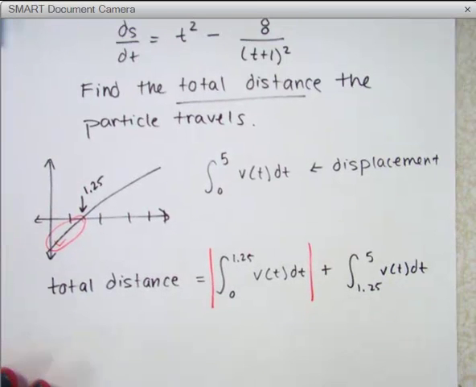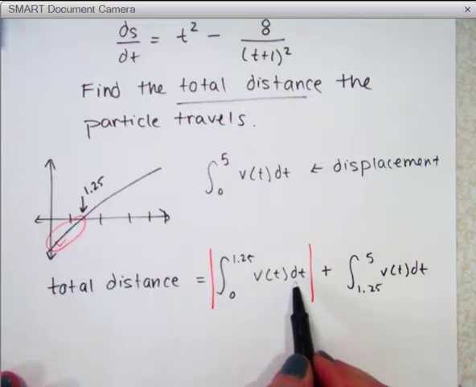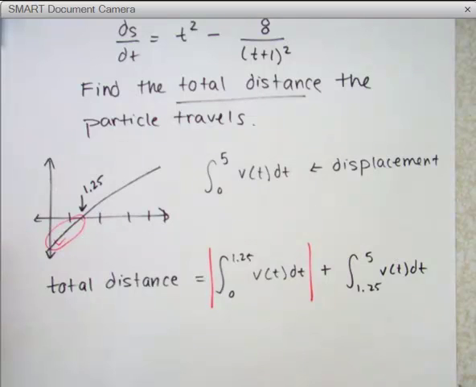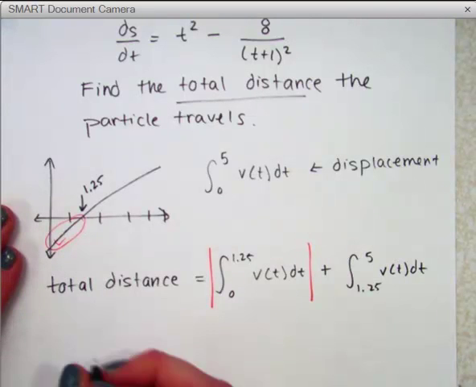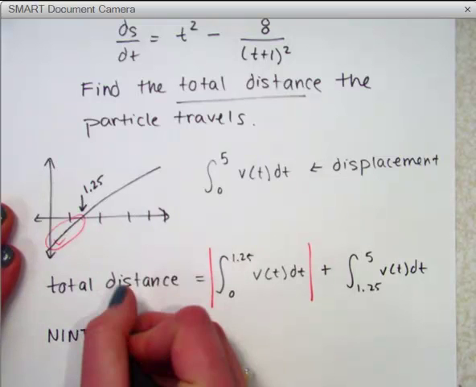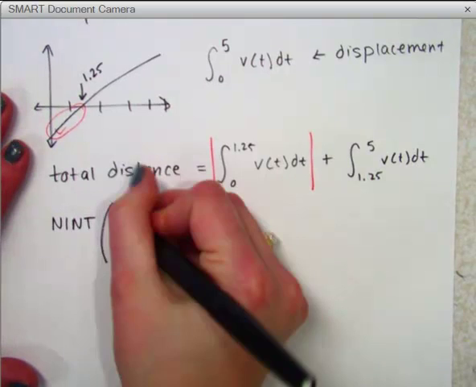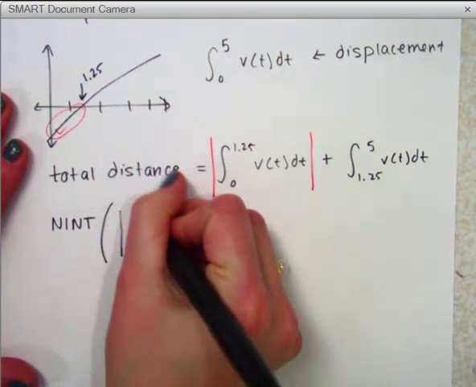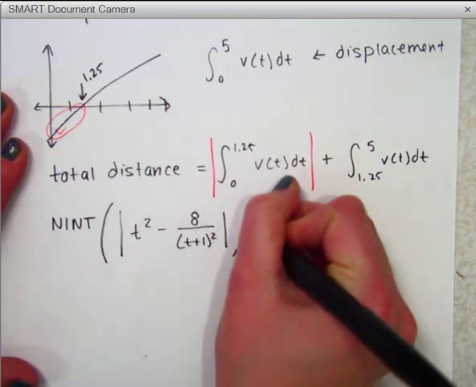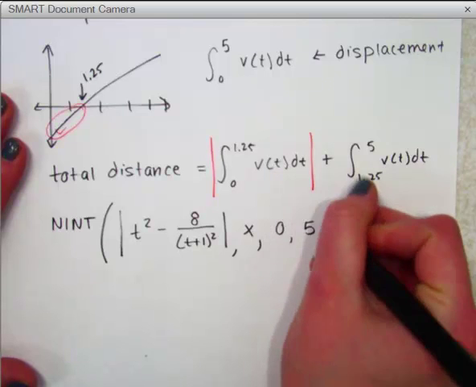Now, one option for typing this into my calculator is to type in the integral from 0 to 1.25 of velocity, take the absolute value, then type this one in and get that value. Or what you could do on our calculator is fnInt. I'm going to show you what the notation looks like, and then we'll practice typing it in. I'm just going to take the absolute value of the whole equation, comma x, comma, and then I'm going to integrate from 0 to 5.